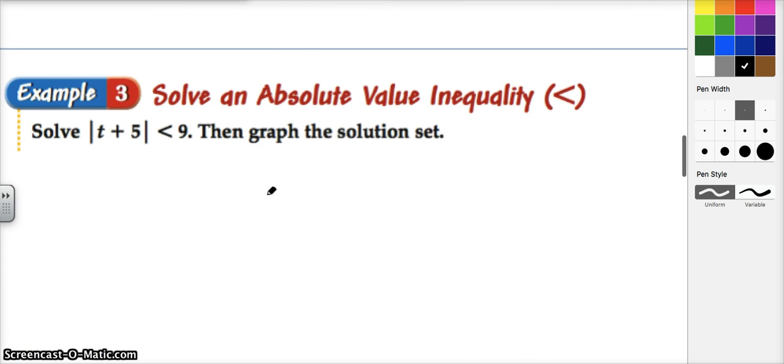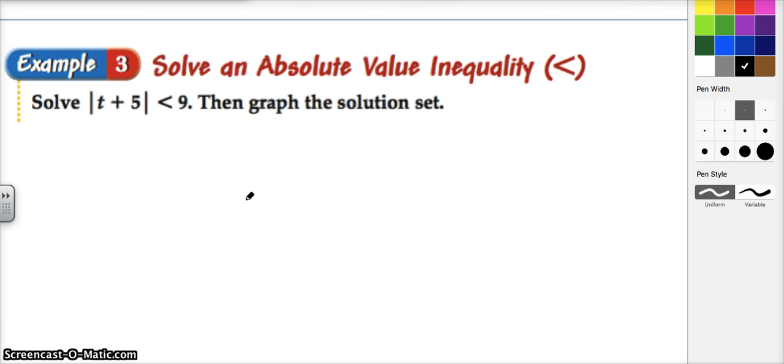Okay, so now we get into the absolute value inequalities, which takes on kind of a different vibe. I have kind of a shortcut method to solve these types of problems. I tell students this: you take t plus 5 and you're going to put this symbol on both sides, and you'll put 9 and negative 9. And then you're going to solve it like a compound inequality.